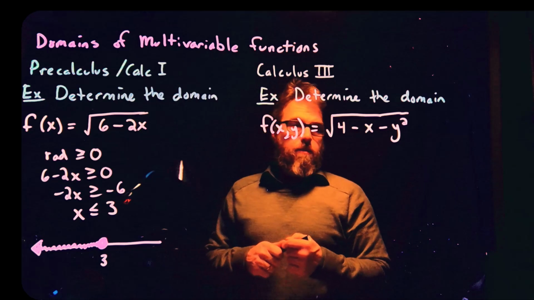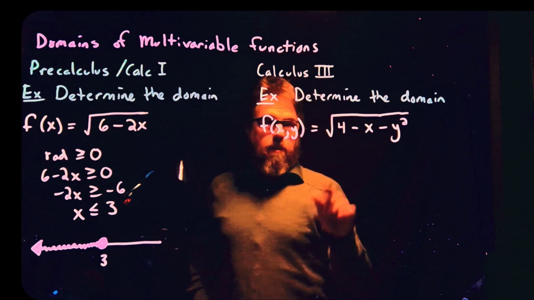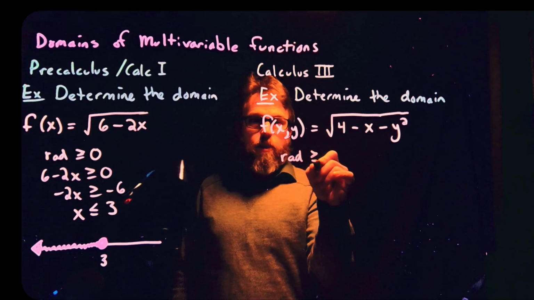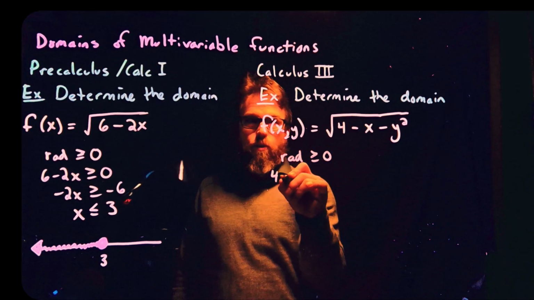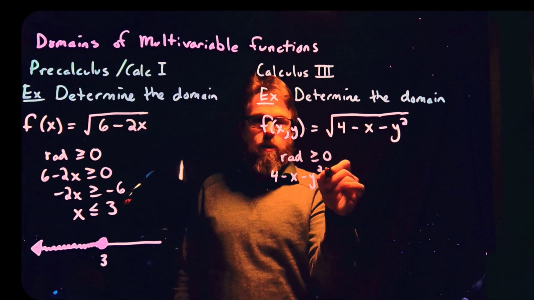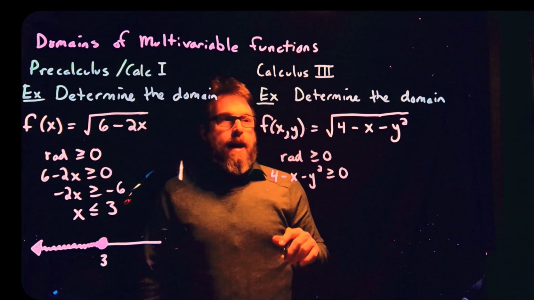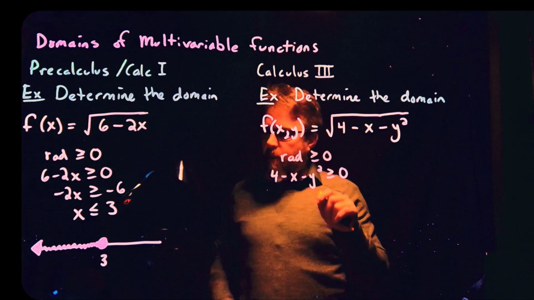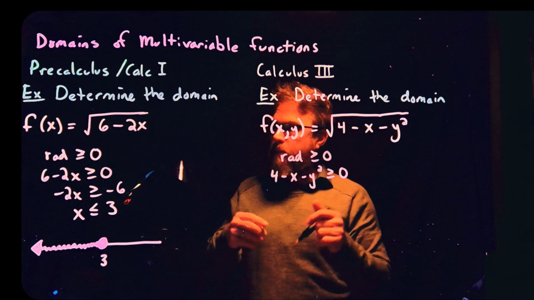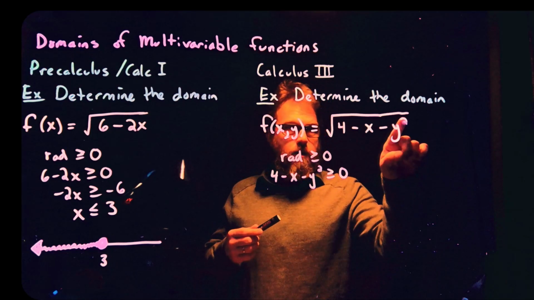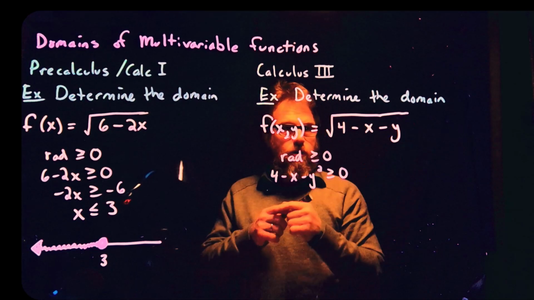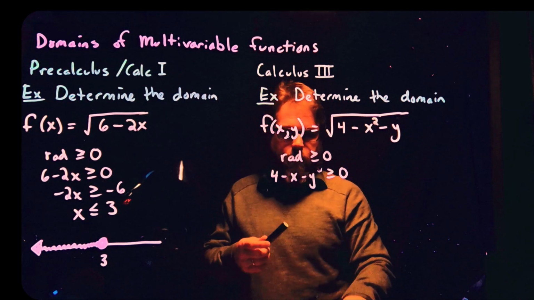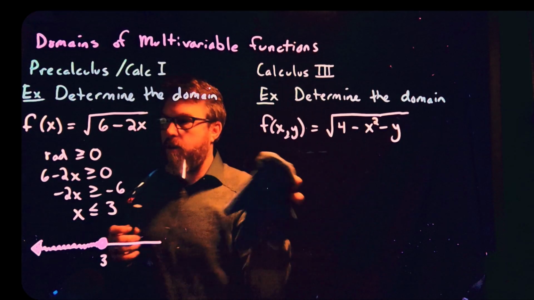Now, if I do the same thing for, say, a calculus 3 problem, this also has a square root. So again, the radicand has to be greater than or equal to 0. So 4 minus x minus y squared is greater than or equal to 0. And now, actually, what I'm going to do, I'm going to split it up. I want this to be x squared. It's okay. Flip it over.